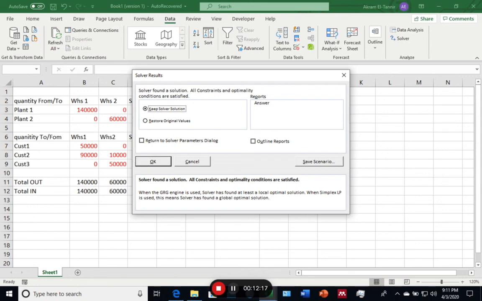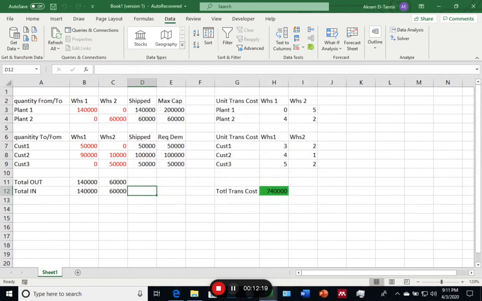So we found the solution. Click OK. And the solution is shown with these quantities to be shipped. So 140,000 units from plant 1 to warehouse 1. Those 140,000 units are going to be divided into 50,000 units to customer 1, 90,000 units to customer 2, and then all of the capacity in plant 2 is going to be shipped to warehouse 2 and will be divided to customer 2 10,000 and customer 3 50,000.